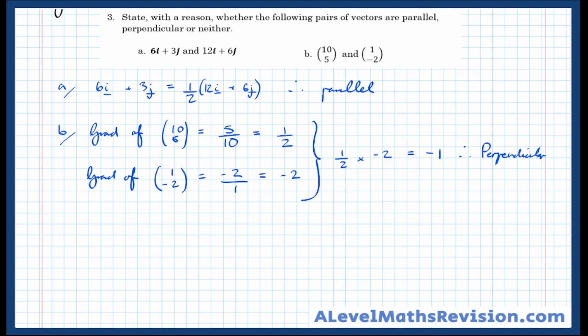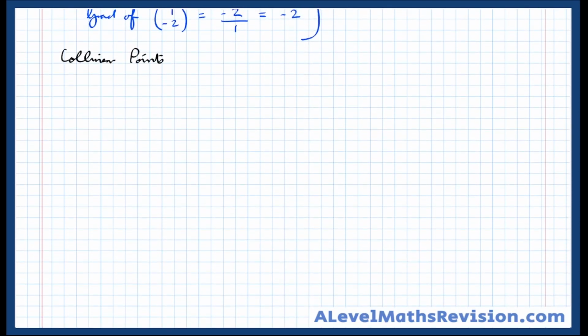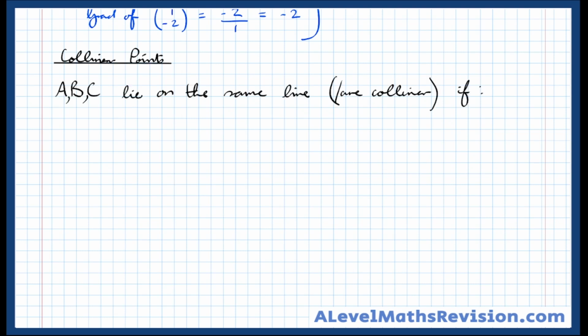Now the final concept we're going to have a look at is collinear points, i.e. points that lie on the same line. And 3 points lie on the same line if the following holds. So A, B and C, 3 points, lie on the same line, i.e. are collinear, if AB and BC are parallel. And we'll go through why that is now.